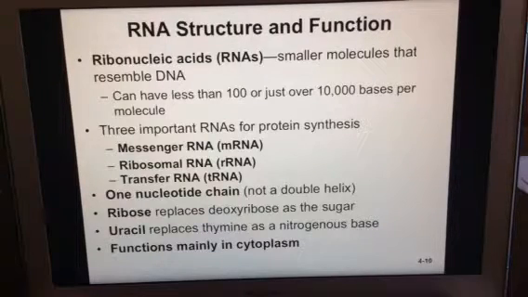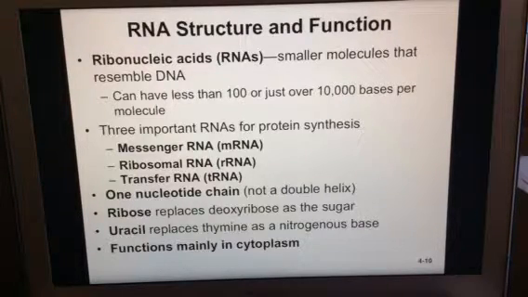Okay, before we can continue talking about DNA and how DNA is used to make a protein, we have to talk about RNA as well. So RNA is the other nucleic acid that we'll study. Ribonucleic acid has the same structure as far as nucleotides, but instead of deoxyribose sugar, the sugar in these molecules is ribose sugar. They're smaller molecules, but they do have a similar structure to DNA. But they're not as big. They only have maybe 100 to potentially 10,000 bases per molecule, so much smaller. They're basically only going to be a little section of the size of the DNA.